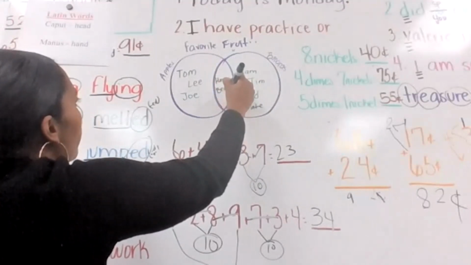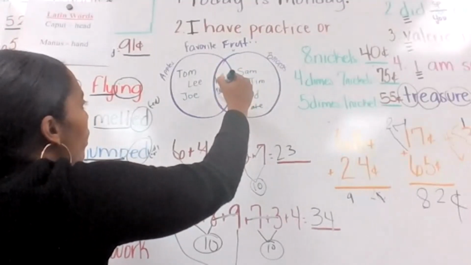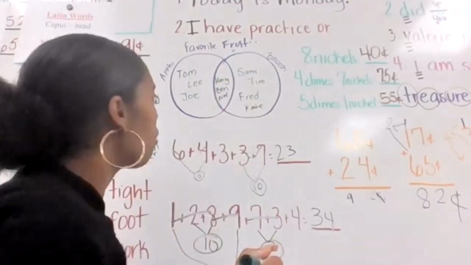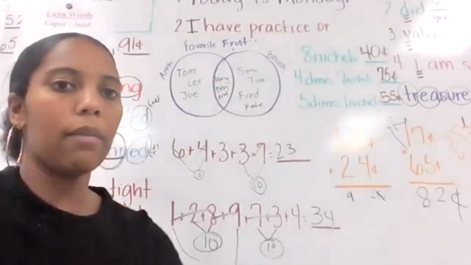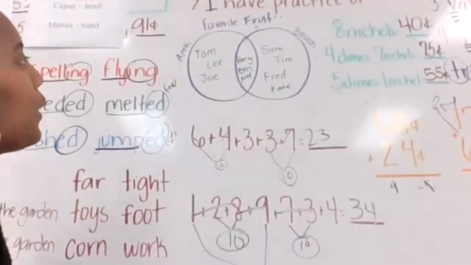Carrie. And Ned. They like both. Okay. Do we see who likes what? All right. So we filled in our Venn diagram.